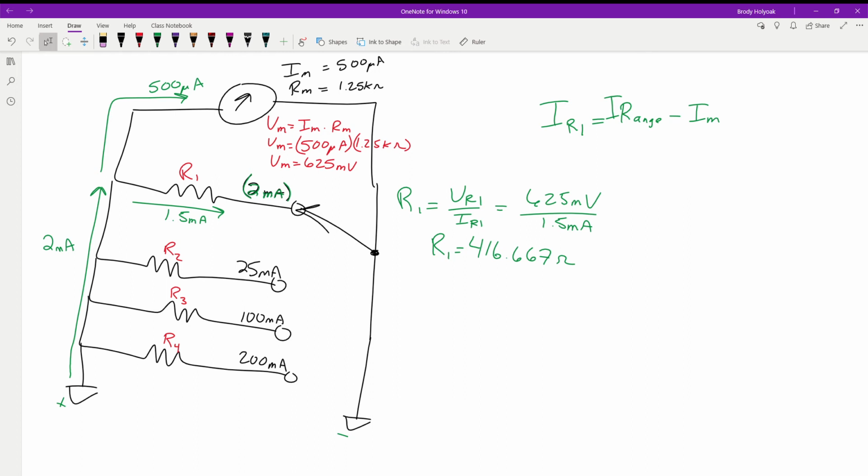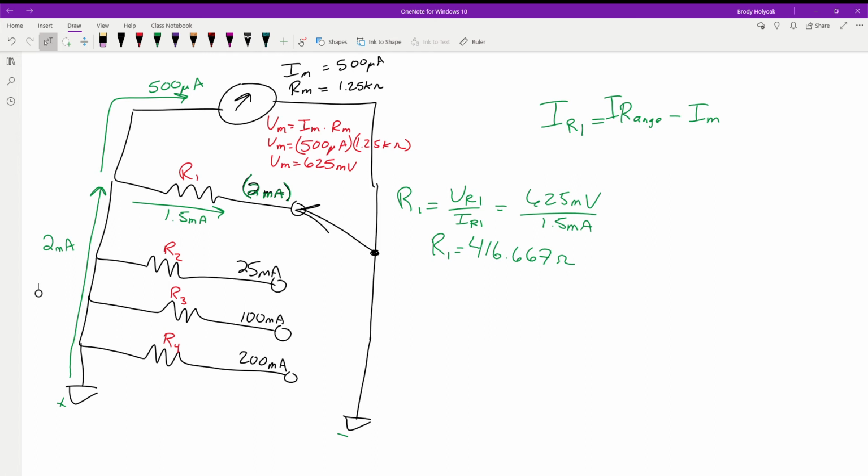So we have our range, just like we had with the voltmeter. This is the maximum current we want to measure in our circuit. Our meter can only go up to 500 microamps. That's the most we want to push through there. But I want to be able to measure 2 milliamps of current total. So we're going to flow 2 milliamps of current through this device.